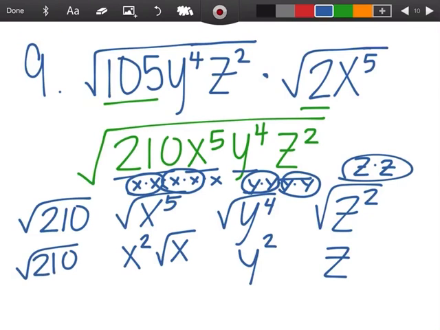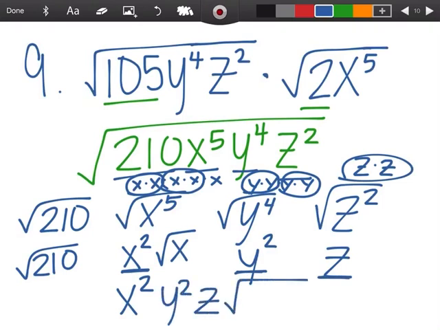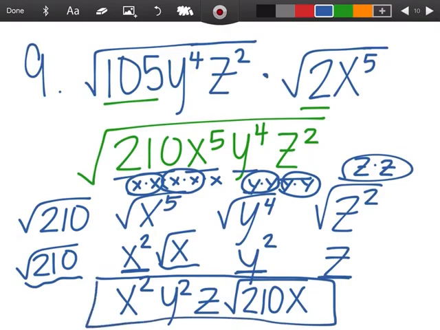But here's what you're going to do. You're going to write your final answer. You're going to put everything that came out from underneath the square root out front, and I'm going to put them in alphabetical order. So I've got x squared, then y squared, then z, and the square root of what's left underneath the root, so a 210 and an x. So this right here is the final answer: x squared, y squared, z, root 210x. And that x is still underneath the square root.